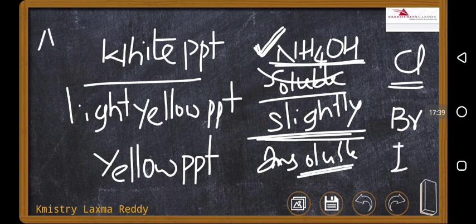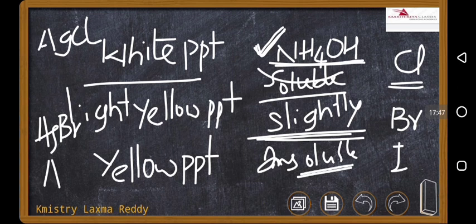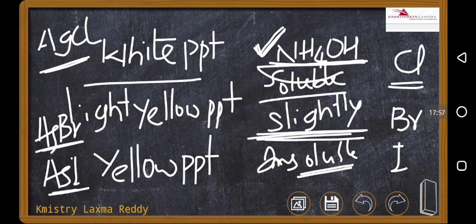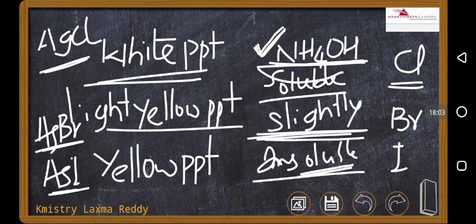So the white PPT formed is AgCl, the light yellow PPT formed is AgBr, the yellow PPT formed is AgI. Means AgCl is completely soluble in ammonium hydroxide, AgBr is slightly soluble in ammonium hydroxide, AgI is insoluble in ammonium hydroxide. Based on these solubilities, based on the colors of these precipitates, you can identify chlorine, bromine and iodine.